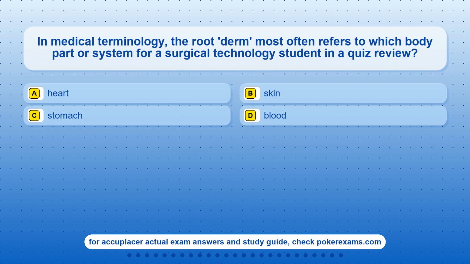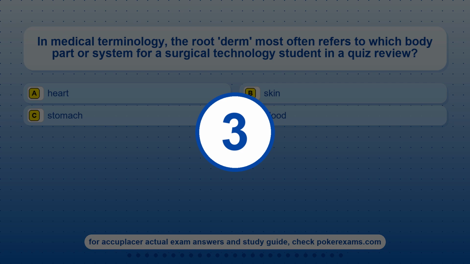Question 21. In medical terminology, the root term most often refers to which body part or system for a surgical technology student in a quiz review? Option A. Heart. Option B. Skin. Option C. Stomach. Option D. Blood.